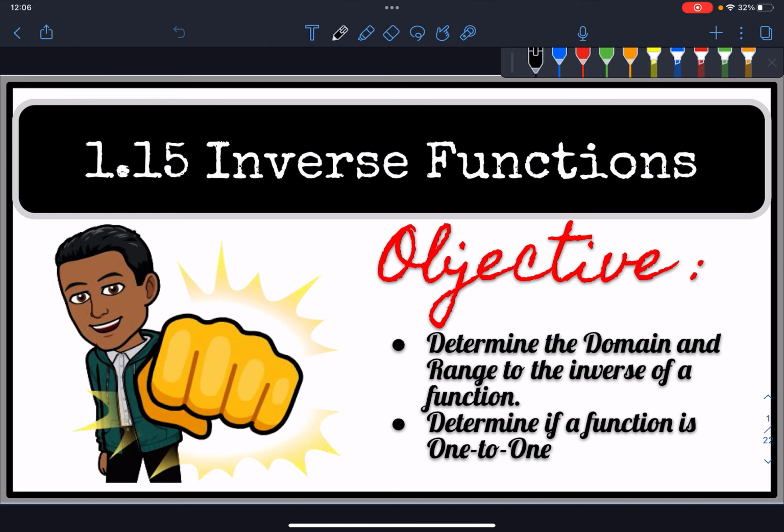In lesson 1.15, inverse functions, the objective is to determine the domain and range of the inverse of a function. You will also learn to determine if a function is one-to-one, which directly correlates with whether a function has an inverse or not. So let's begin with what an inverse function is.